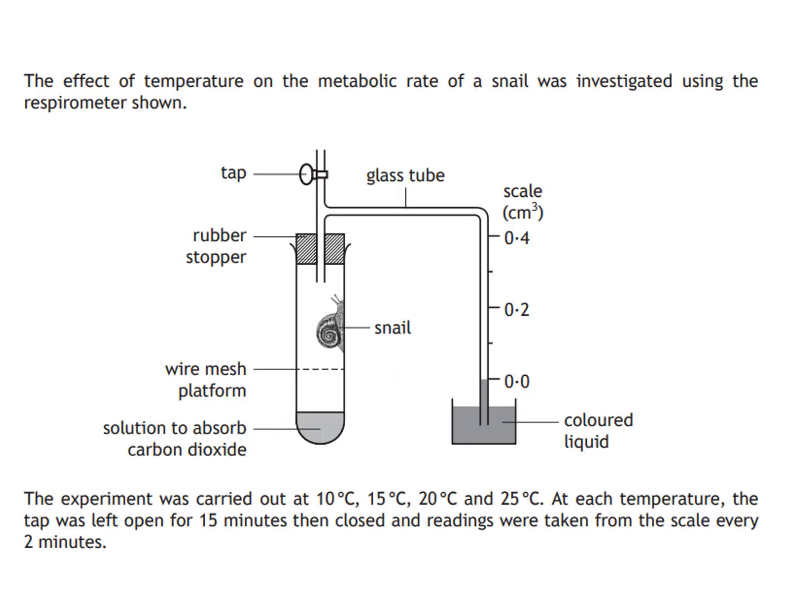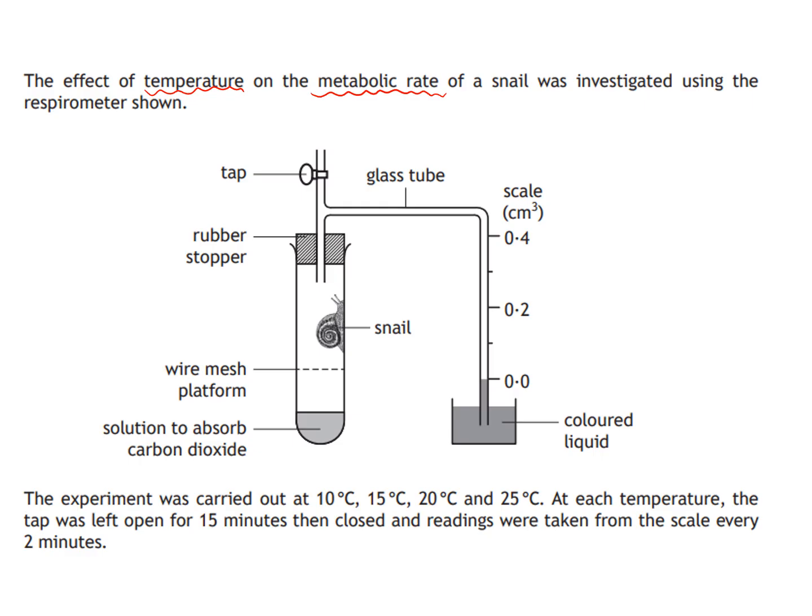So here we can see another respirometer that is being used to look at the effect of temperature on the metabolic rate of a snail. And with all these experiments, we should be able to identify the independent and dependent variable. And remember, your independent variable is the thing that you are changing in an experiment, and the dependent variable is the factor that you are measuring.